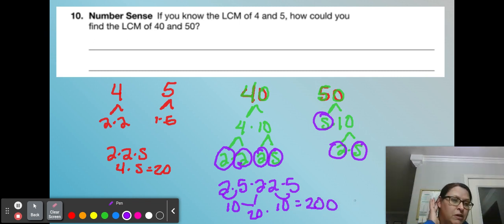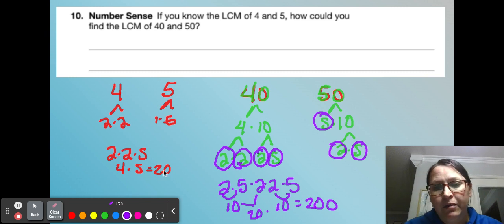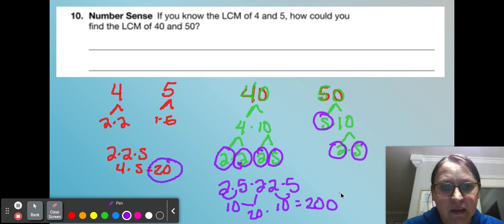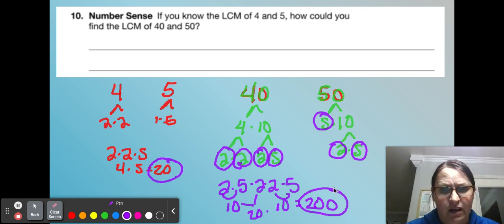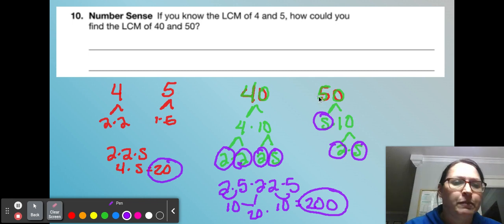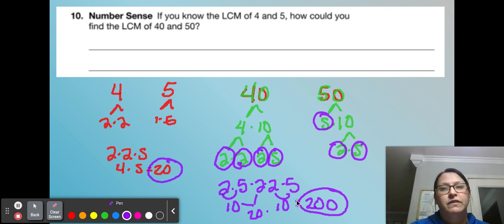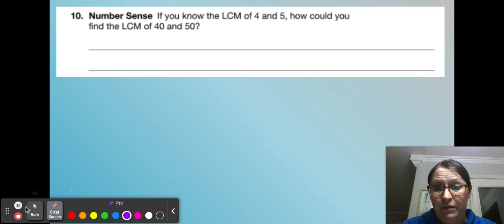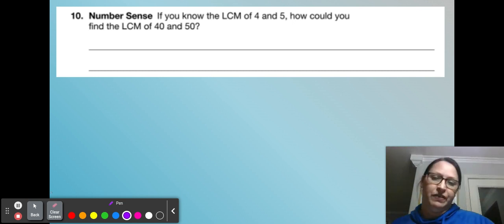So what did I do? When I'm looking at my answers here, I am looking at 20. I am looking at 200. And I'm looking at 4 times 10 is 40, 5 times 10 is 50. Well, 20 times 10 is 200. So I have to multiply my least common multiple of 4 and 5 by 10, just like I did 4 times 10 and 5 times 10. That's kind of a tricky one. Sometimes when you have problems like this, you have to do the work to figure out what the solution is.